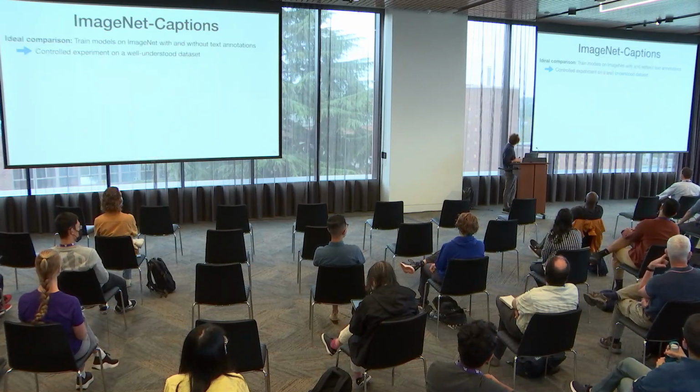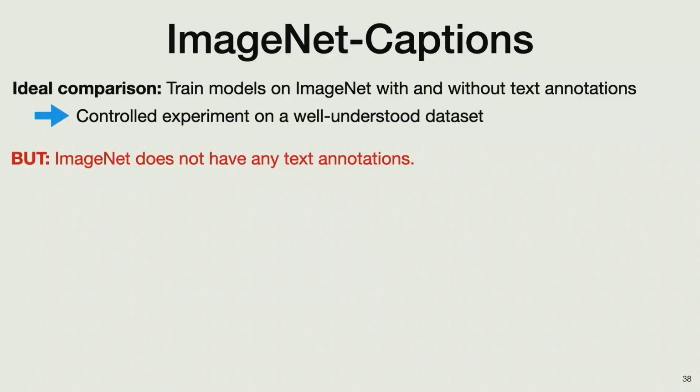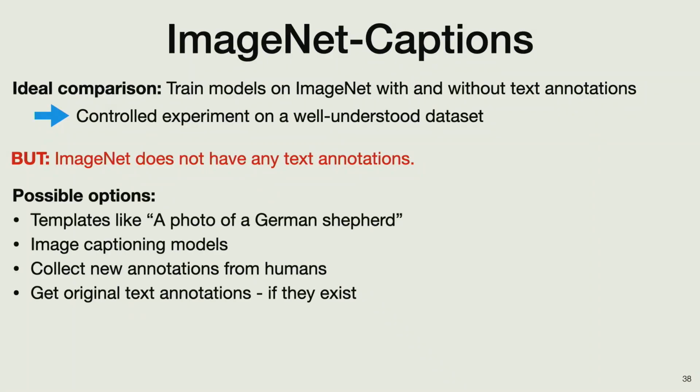ImageNet captions. The ideal comparison would be ImageNet with and without text annotation. The problem is ImageNet as a data set does not have text annotation. So what do we do? There were a couple of possible options we were thinking about. One was, we could just make fake captions with templates, right? Like all German Shepherd images could get the text "a photo of a German Shepherd." It's a little lame because it's quite different from the language you get on the internet, and we would like to have something as close as possible to real Flickr text, because YFCC was text and images from Flickr.